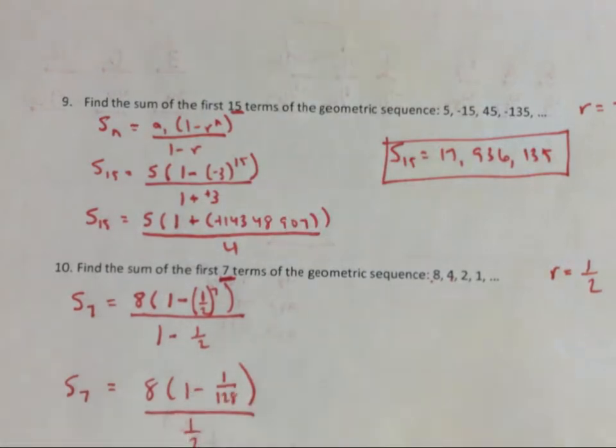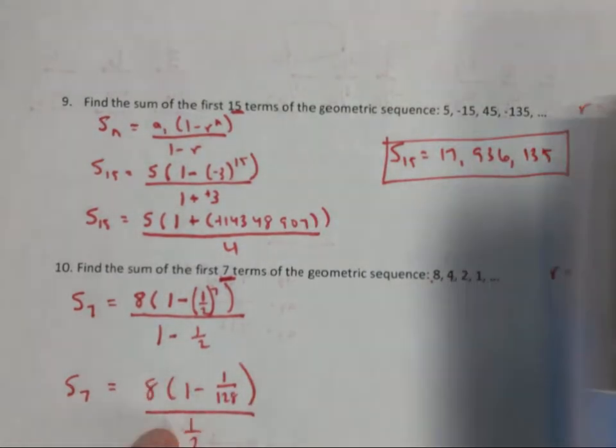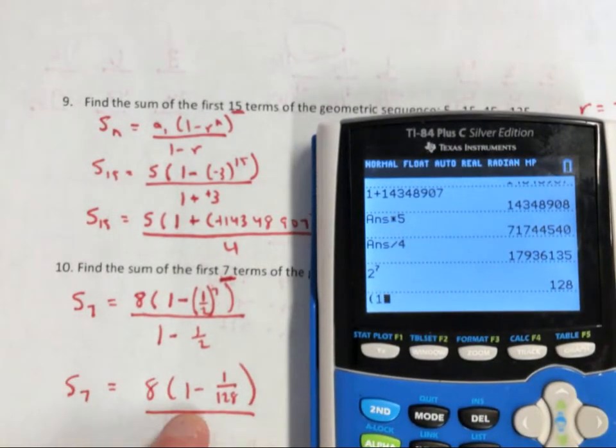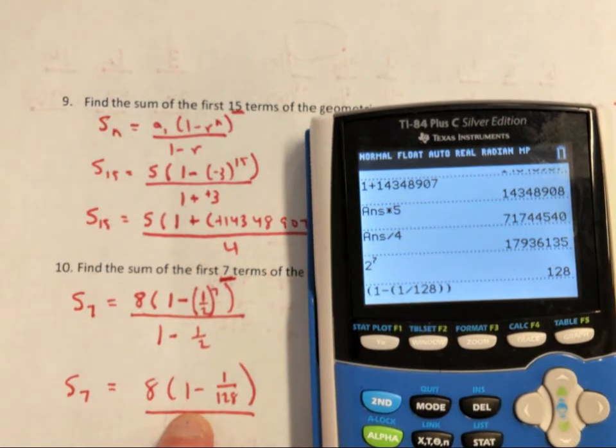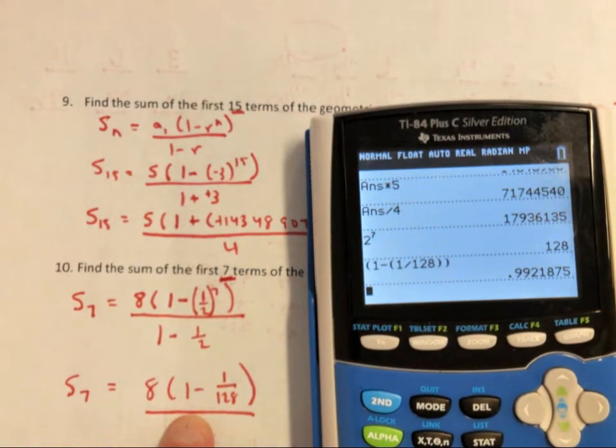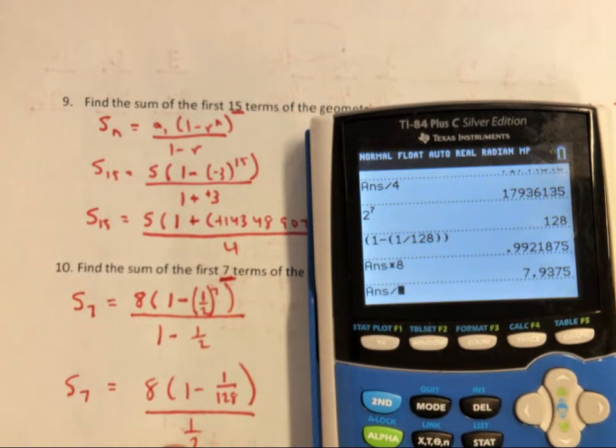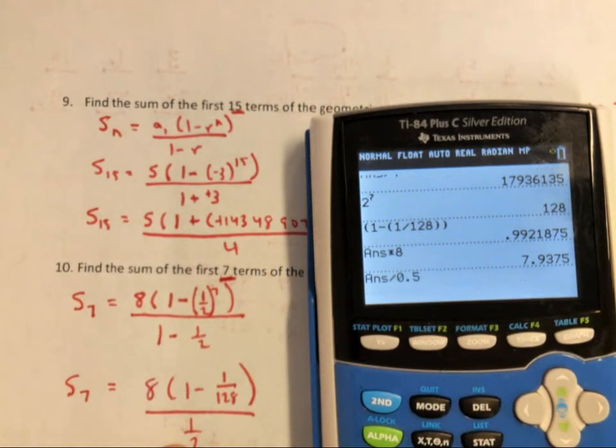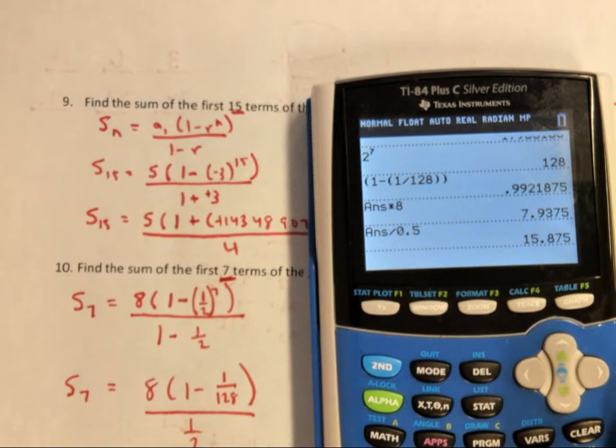So now I would do all that in the calculator. I would type in 1 minus. You see I typed that in the calculator right there? Times what? 8 divided by 0.5. And I get that. And you can leave it like that. 15.875 is the sum.